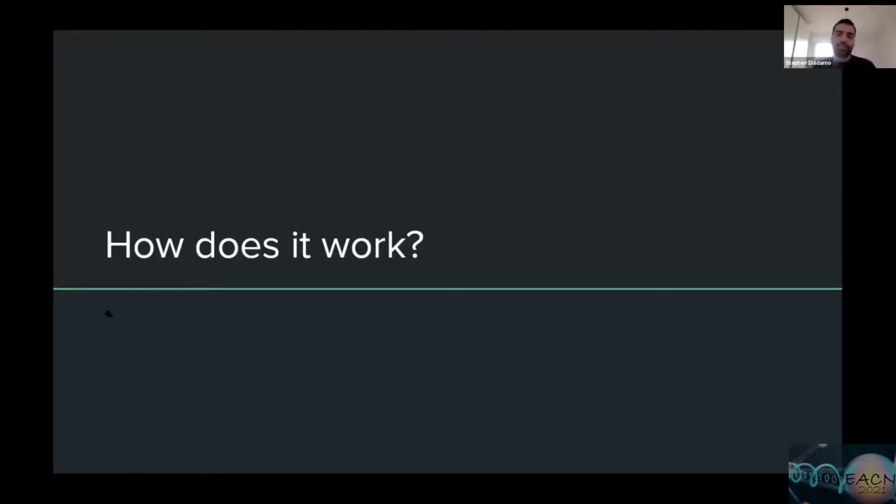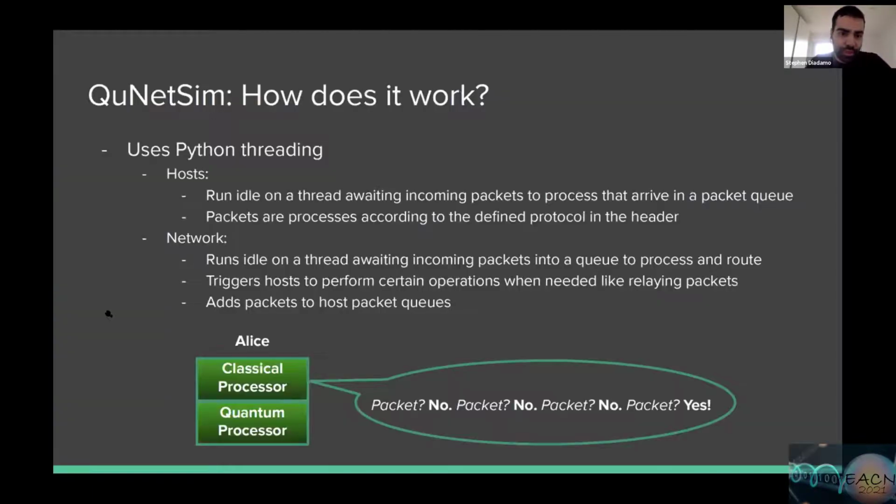Okay, so how does QuNetSim work? QuNetSim is a Python library, so it's using a lot of Python threading. These hosts are all running in their own thread, sitting idle waiting for packets to arrive. And the packets contain the instructions of what to do with the qubits as they arrive. This is processed in the transport layer before the application layer gets to see the qubits. So these hosts just run idle, and the packets come, and it triggers an action.